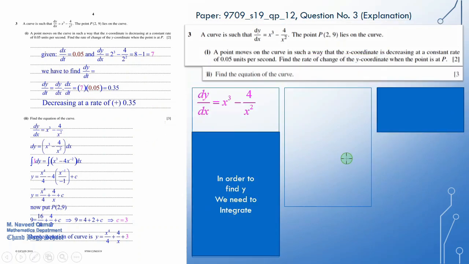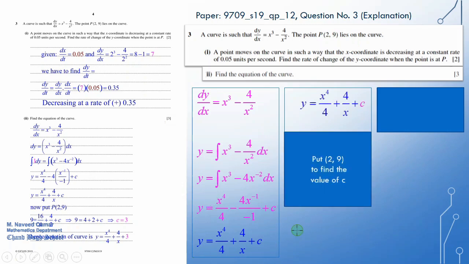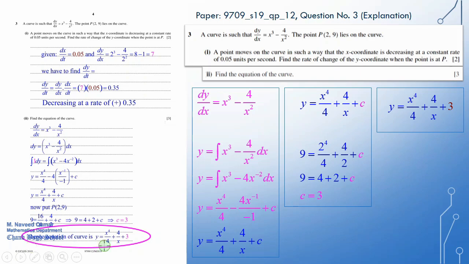Now for the second part of the question. In this part we have to find the equation of the curve. To find the equation of the curve, just integrate the gradient function. Here we have the constant of integration. To find the value of this constant, put the point 2, 9 in this equation and find c is equal to 3. Finally, put this value of c in this equation to get the final answer, the required equation of the curve.